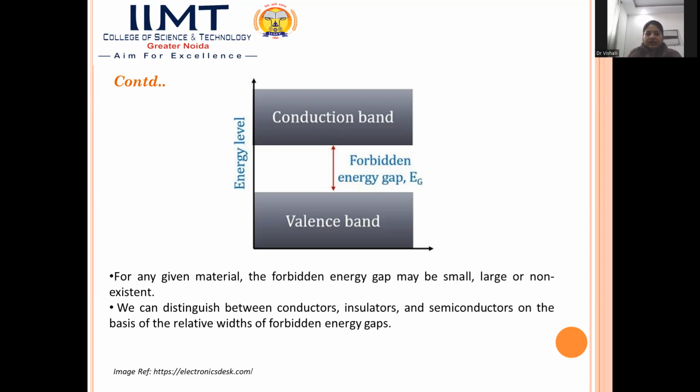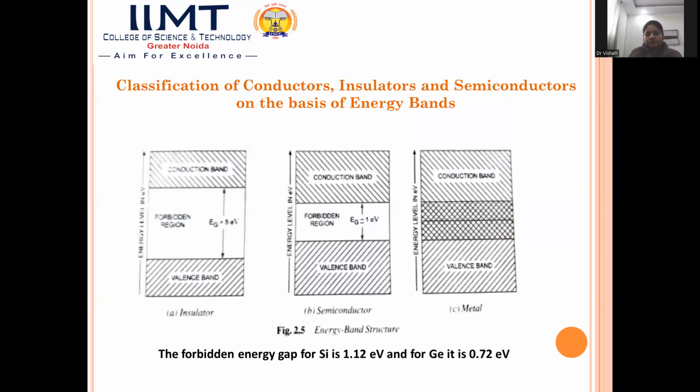So on the basis of this energy level diagram, in terms of the valence and conduction band, we can distinguish conductors, insulators, and semiconductors on the basis of the forbidden energy gap. So let's see how we can distinguish them. This is the classification of conductors, insulators, and semiconductors on the basis of the energy band. In this diagram, first of all, we will consider the first one, the insulator. In an insulator, we have the valence band and the conduction band. The valence band is on the lower side of the energy, the conduction band is on the higher side, and there is a gap, the forbidden energy gap, between them.